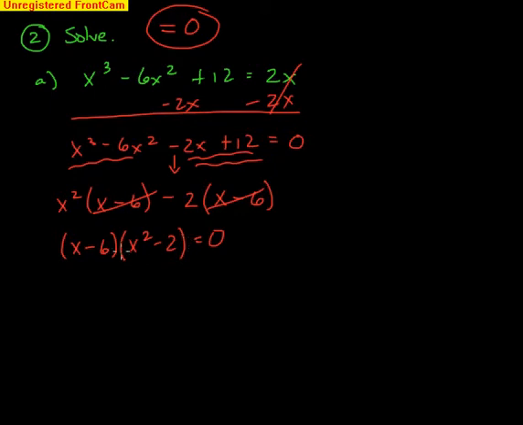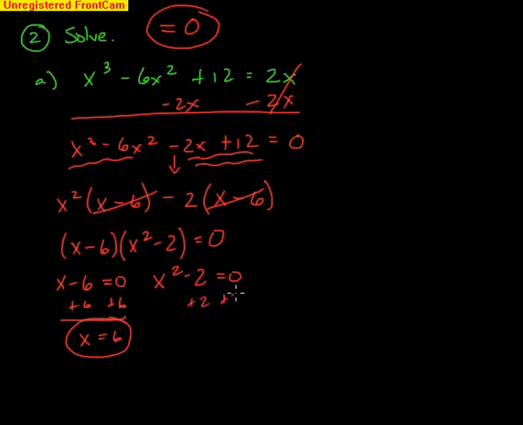And now we're at the point where we can set these equal to 0. This is the factored form, but we must set them equal to 0 to solve. Add 6, x equals 6. Add 2, x squared equals 2, and take the square root.